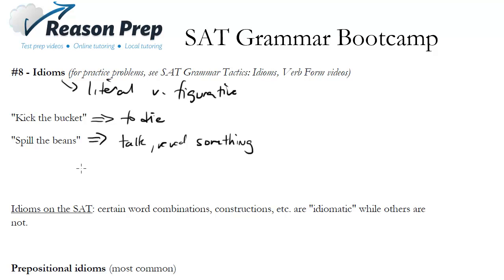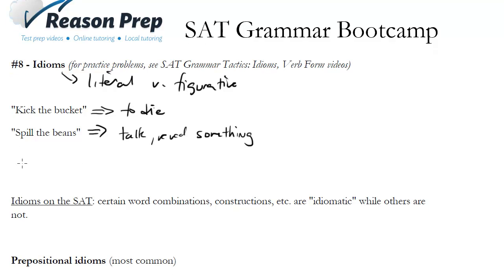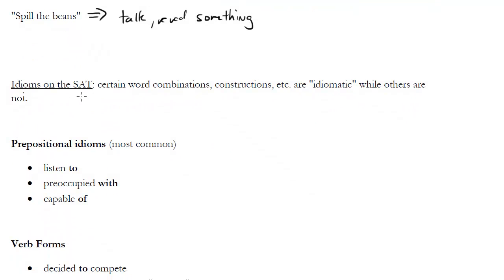Now that's what generally idioms mean, but that's not really what we're talking about for the SAT. On the SAT, when we talk about idioms and idiom errors, we're talking about certain word combinations, constructions, etc., that are what the SAT people call idiomatic, while others are known as unidiomatic. And indeed, if you look at the official explanations that the SAT gives for the questions, they'll use this terminology.